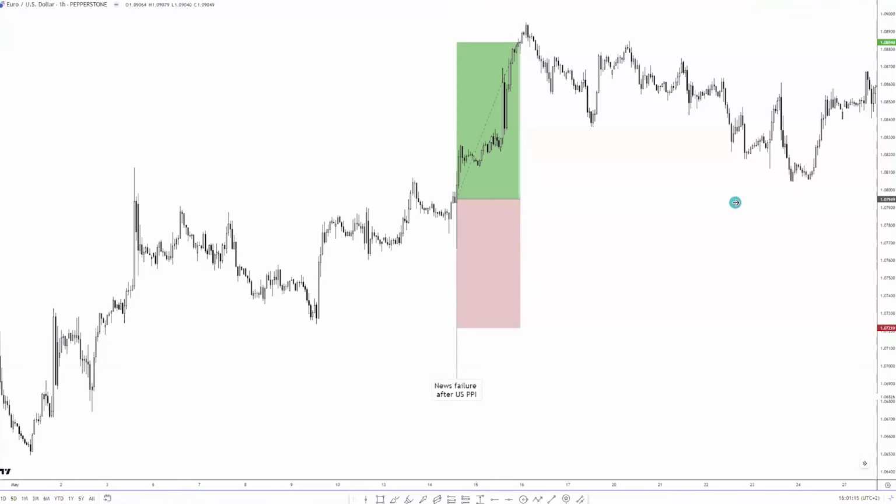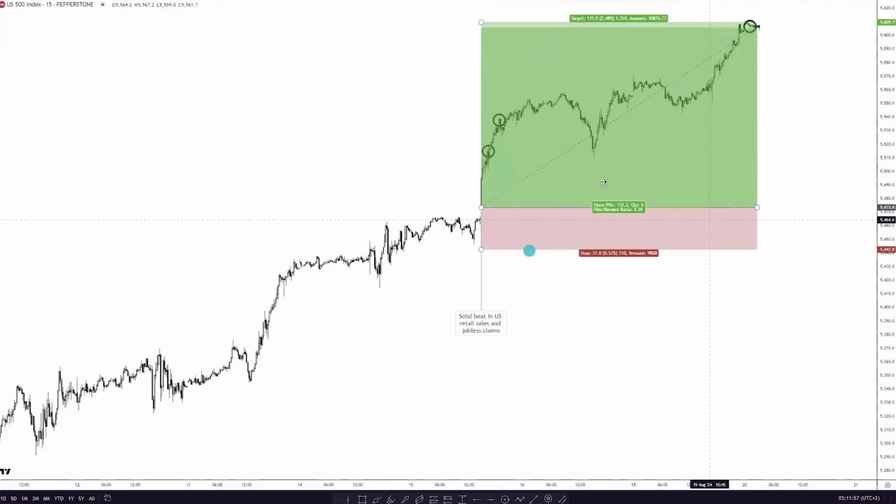There's another example. This one is a trade we took on the S&P out of the initial jobless claims data, and we also had the retail sales data. Both retail sales and claims are tier 2 events. But at the time, the context meant that a big surprise to the upside would have offered decent volatility. We knew because that was the context we were in.